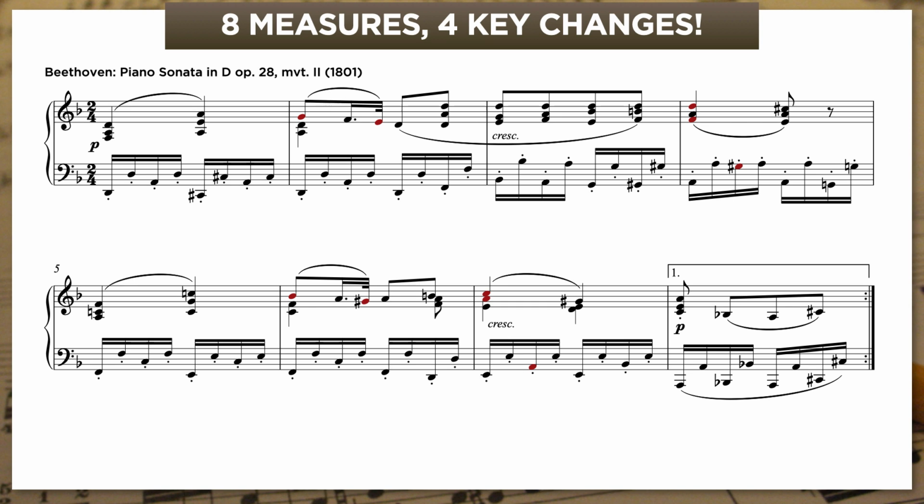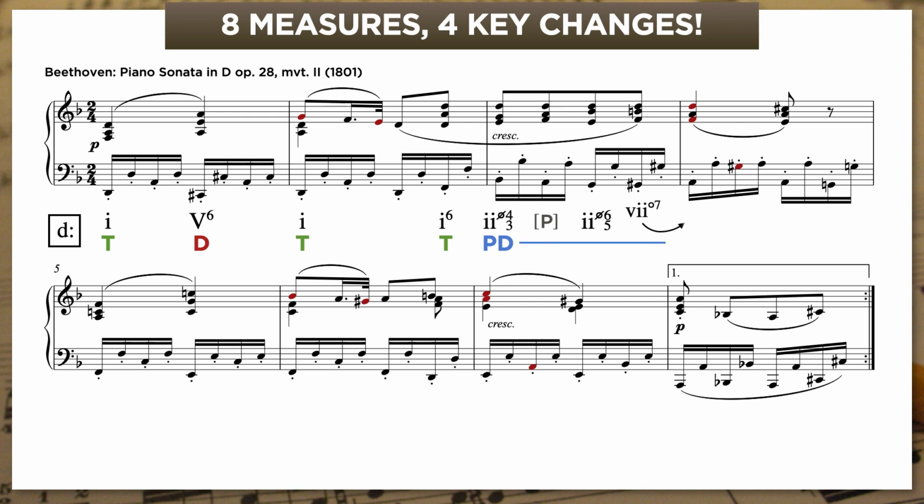So the movement as a whole is in D minor, and it opens with a parallel period whose first phrase ends with a half cadence in the tonic. But then the second phrase starts in F major. It's basically a transposition of the opening up by third.